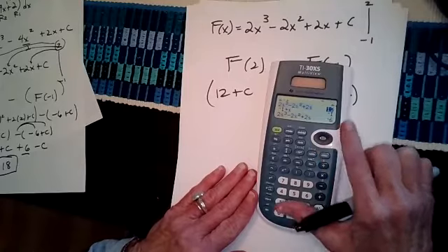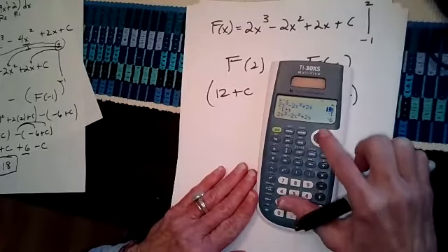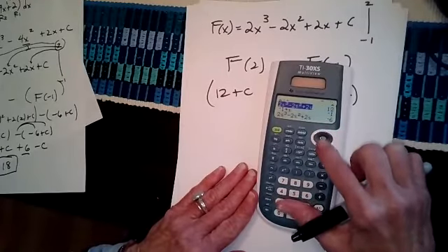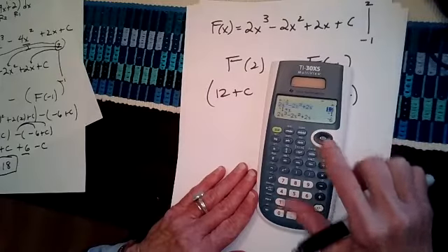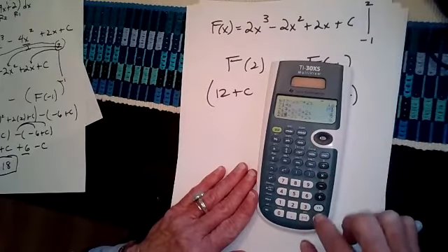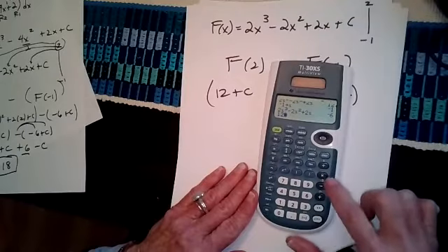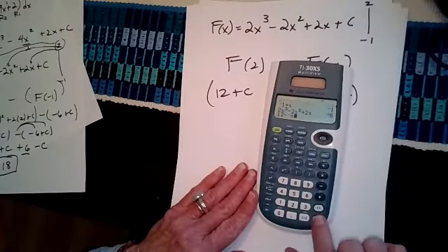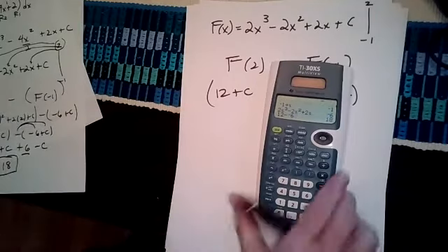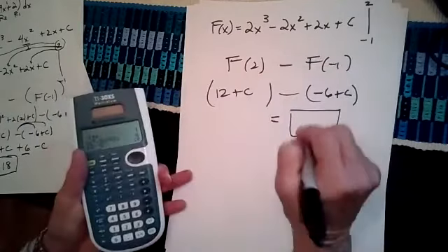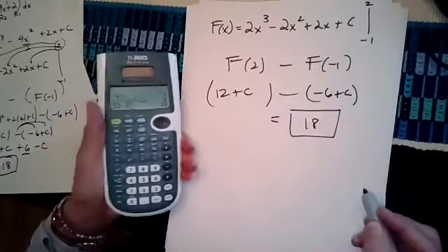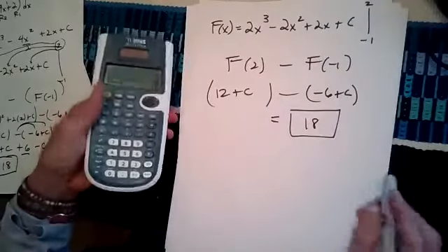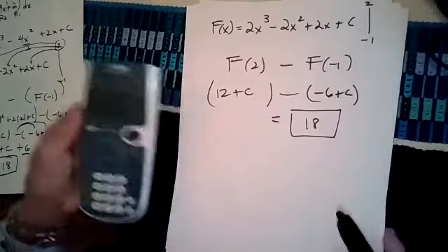There it was. Highlight the 12, enter, minus, and then I go up and highlight my -6, push enter, enter, and I get 18. So I just let my calculator do all the work. And that's what I'm going to do.